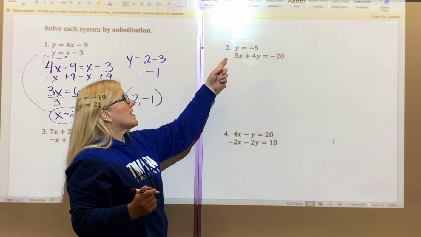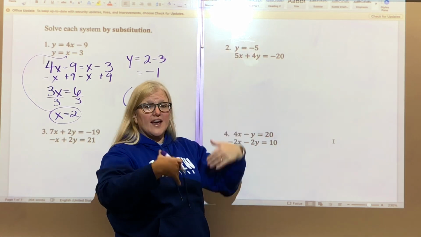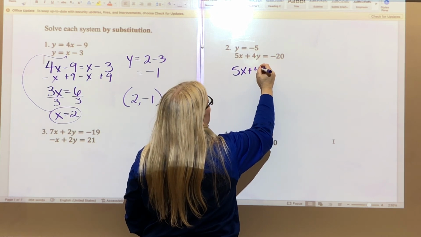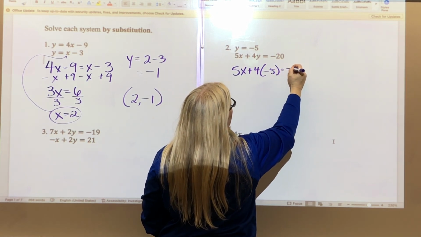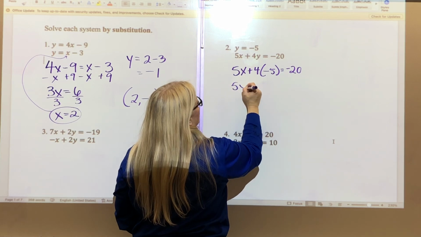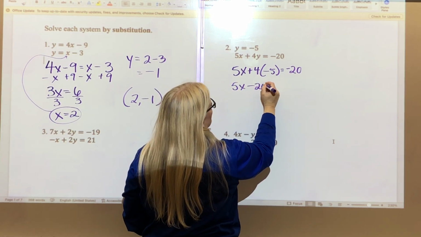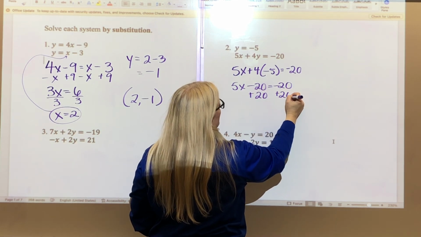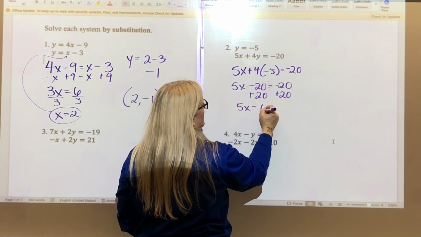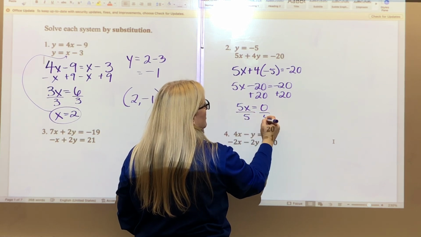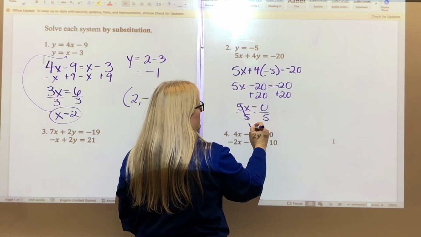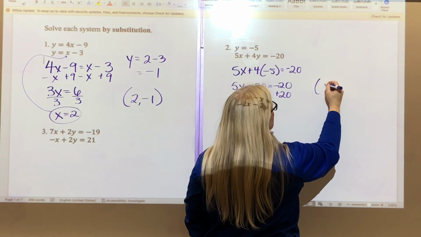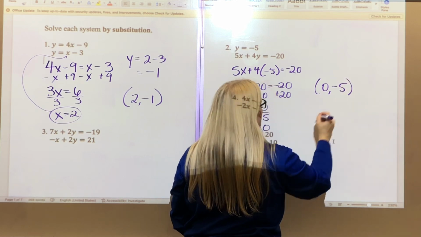This one's nice because y is just a constant. All I have to do is drop it in. So we have 5x plus 4 times negative 5 equals negative 20. So 5x minus 20 equals negative 20. Add 20 to both sides, and I have 5x equals 0. Remember, 0 in the numerator is okay. 0 divided by 5 is 0, and we already know what y is, so we have (0, negative 5).